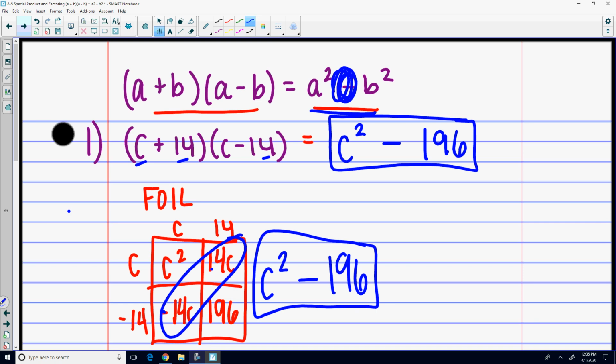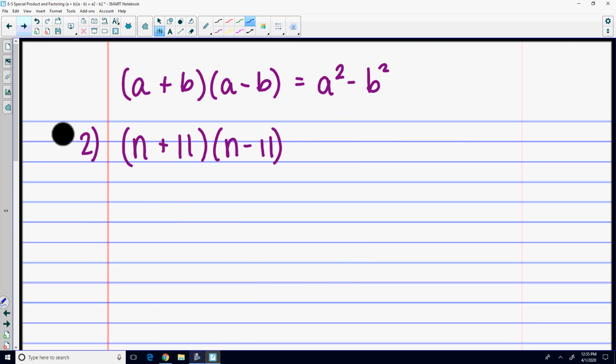If you want to do this whole FOIL method to check stuff out, you are welcome to. But again, you just square what's in the A position, then square what's in the B position, and that will give you your answer. All right, number 2.